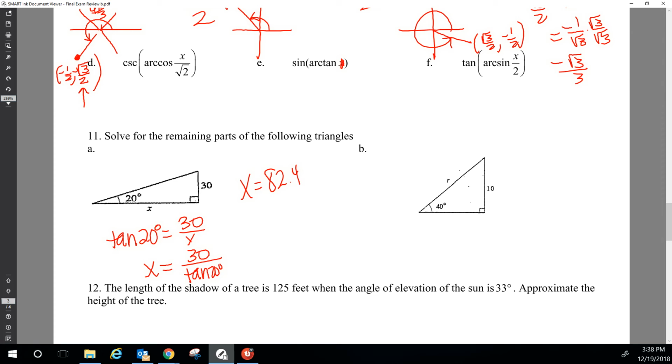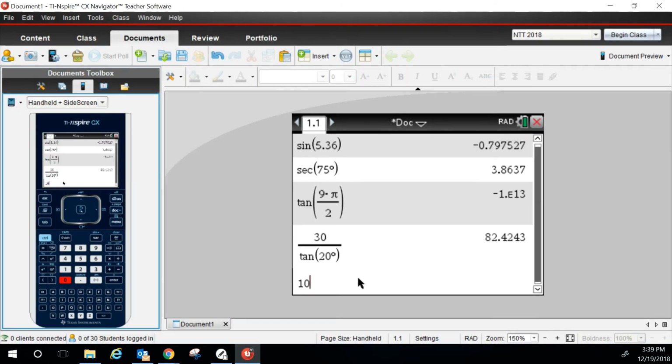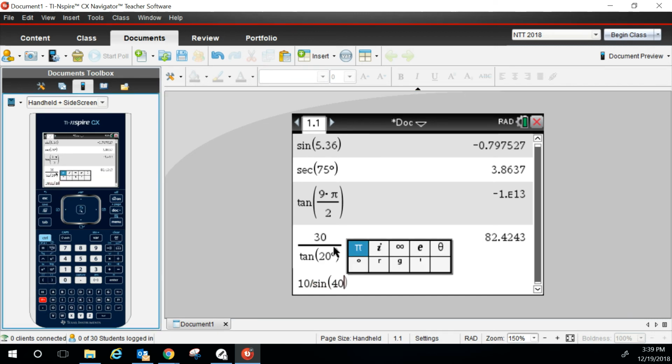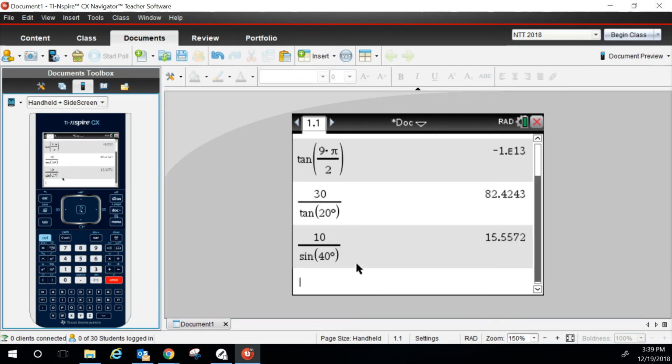All right, for B, let's see, we've got an angle measure. We know the opposite, we're looking for the hypotenuse. So we're going to use sine, because sine 40 degrees would be opposite over hypotenuse, which is 10 over r. So r would be 10 divided by sine 40 degrees. What happened to my 10 up here? All right, plug that into your calculator. I want 10 divided by sine 40 degrees. And that's roughly 15.55, so 15.6.